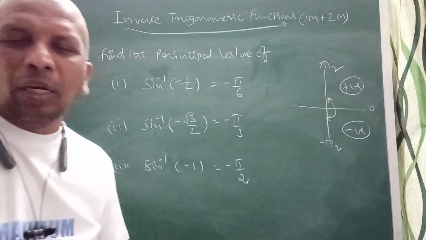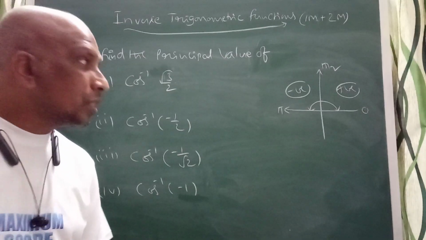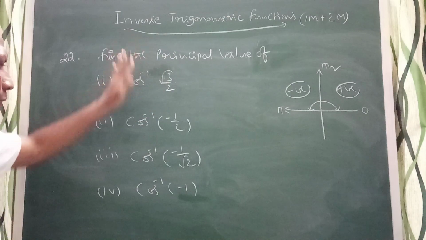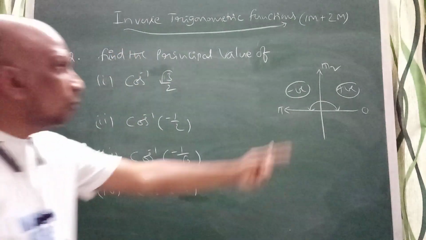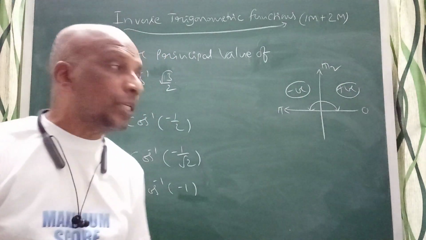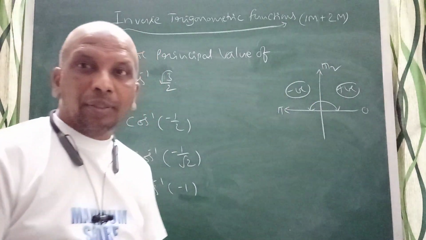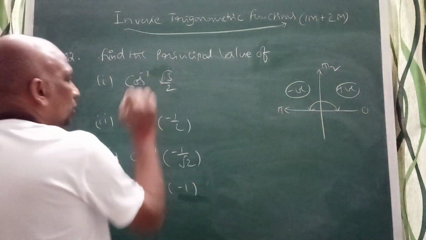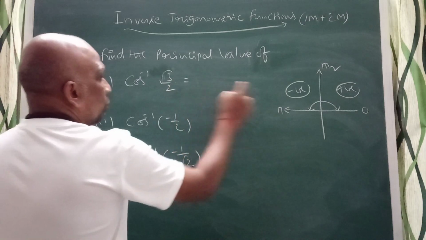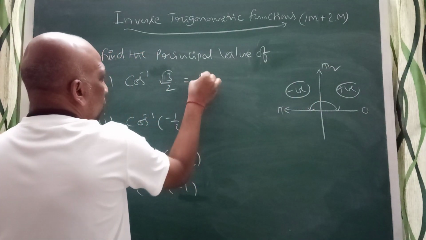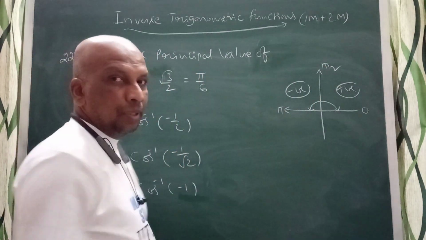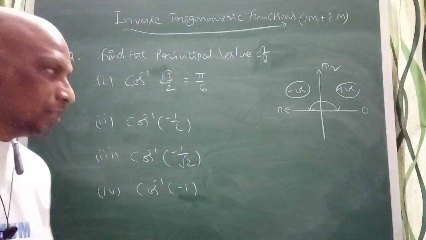Now I will discuss the next problem. Now you can see when they are talking about the principal value related to cos, when it is positive it is between 0 to pi by 2, when it is negative it is between pi by 2 to pi, right? When I have taken root 3 by 2, we know it is between 0 to pi by 2, and we get pi by 6. Cos 30 is root 3 by 2, pi by 6.